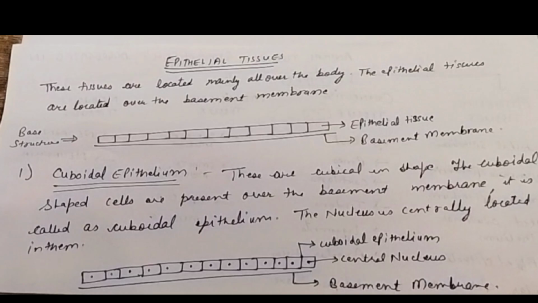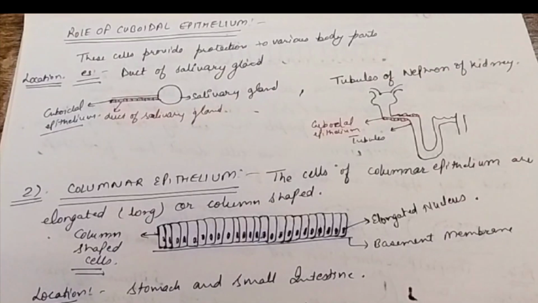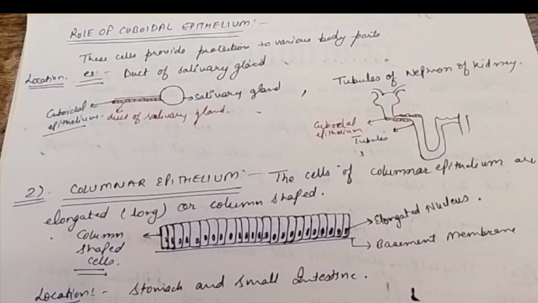Epithelial tissues. These tissues are located mainly all over the body. The epithelial tissues are usually found over the basement membrane. In the base structure, you can easily see that the basement membrane is found at the bottom, and above that are present epithelial tissues. The very first type of epithelial tissue discussed here is cuboidal epithelium. The cuboidal epithelium is made up of cuboidal or cubical shaped cells. These are just block like cube shaped cells which have a prominent nucleus in the center, and below them is present the basement membrane. The role of cuboidal epithelium is that they provide protection to the various body parts.